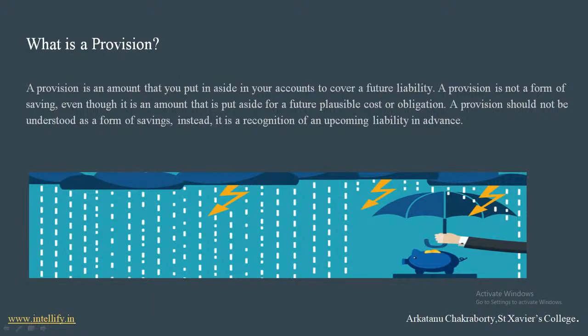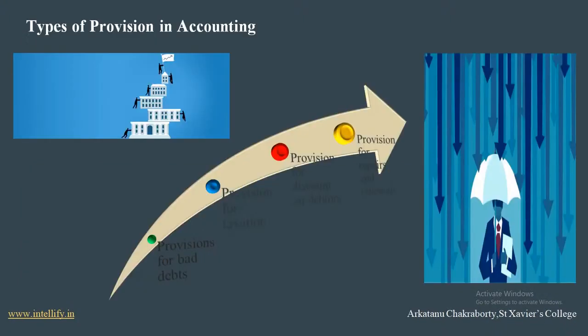In this slide I will explain what is a provision. A provision is an amount that you put aside in your accounts to cover a future liability. A provision is not a form of saving, even though it is an amount that is put aside for a future plausible cost or obligation. A provision should not be understood as a form of saving. Instead, it is a recognition of an upcoming liability in advance.